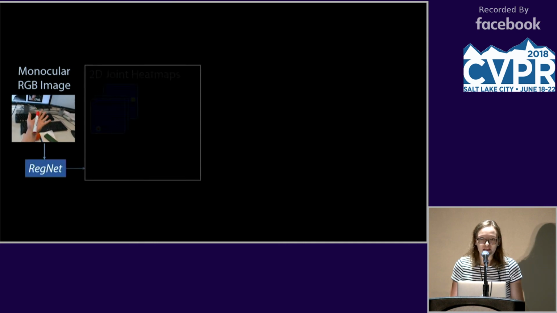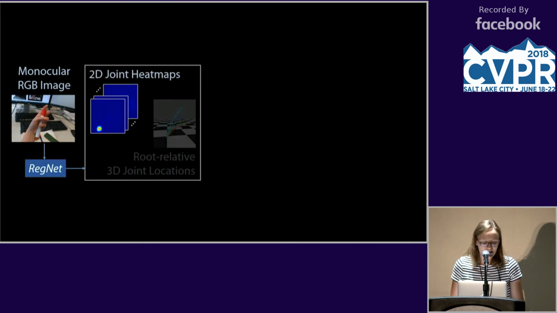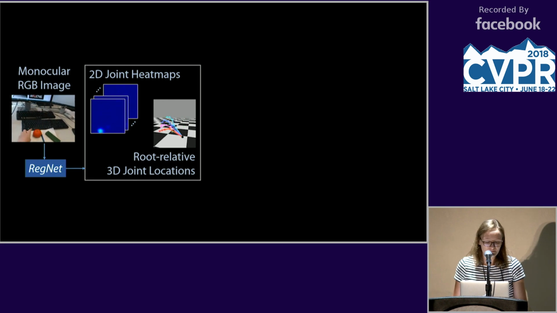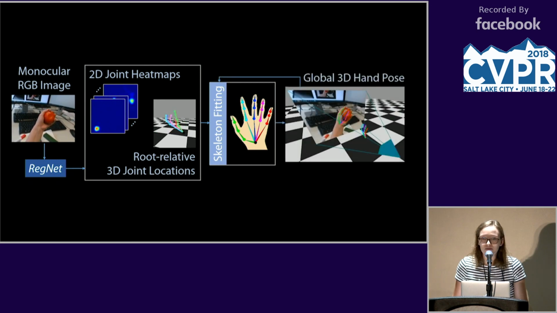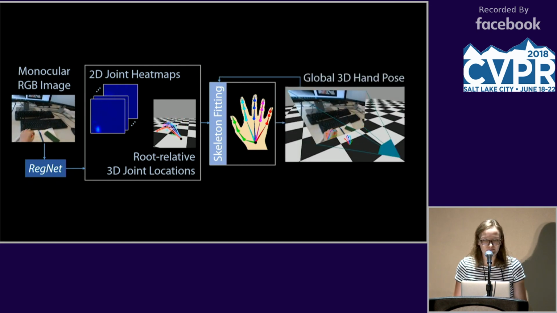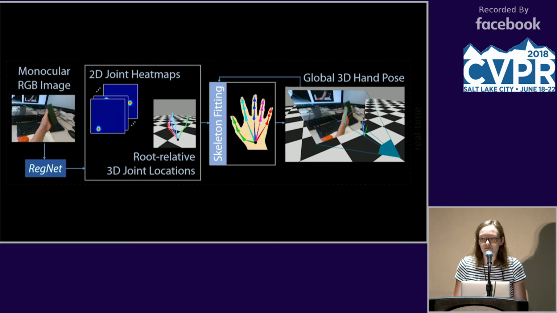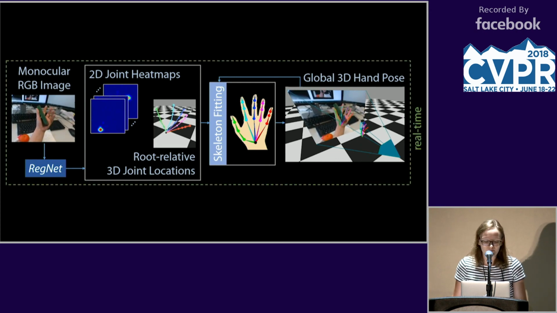We start from a monocular RGB image that we feed to a CNN to regress 2D joint heat maps and root-relative 3D joint positions. Then, we fit a kinematic skeleton model to the predictions to obtain a temporally stable and biomechanically plausible full 3D hand pose. Our whole tracking pipeline runs in real time at 50 frames per second.